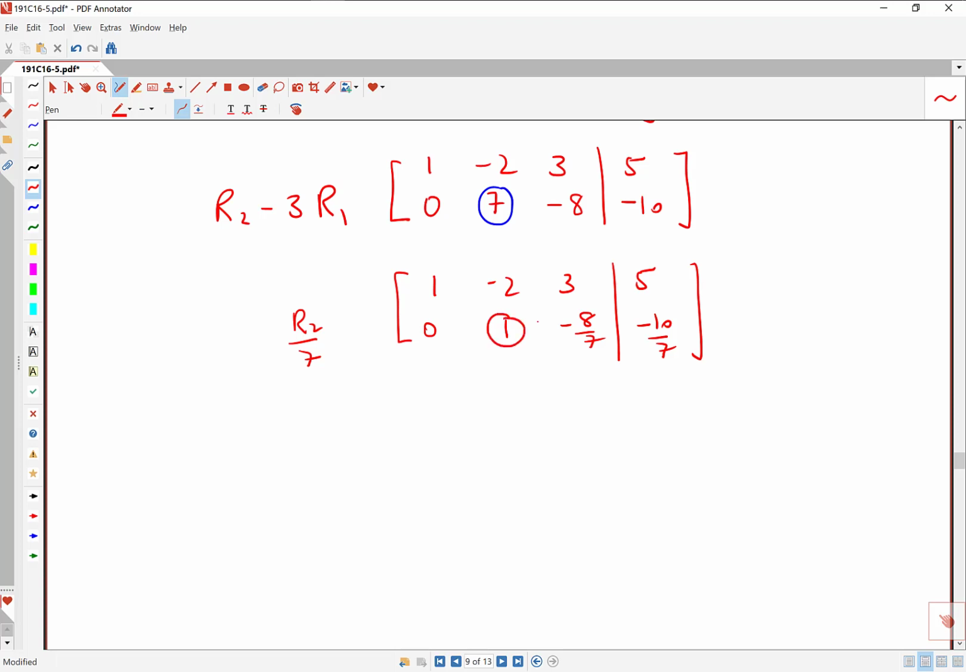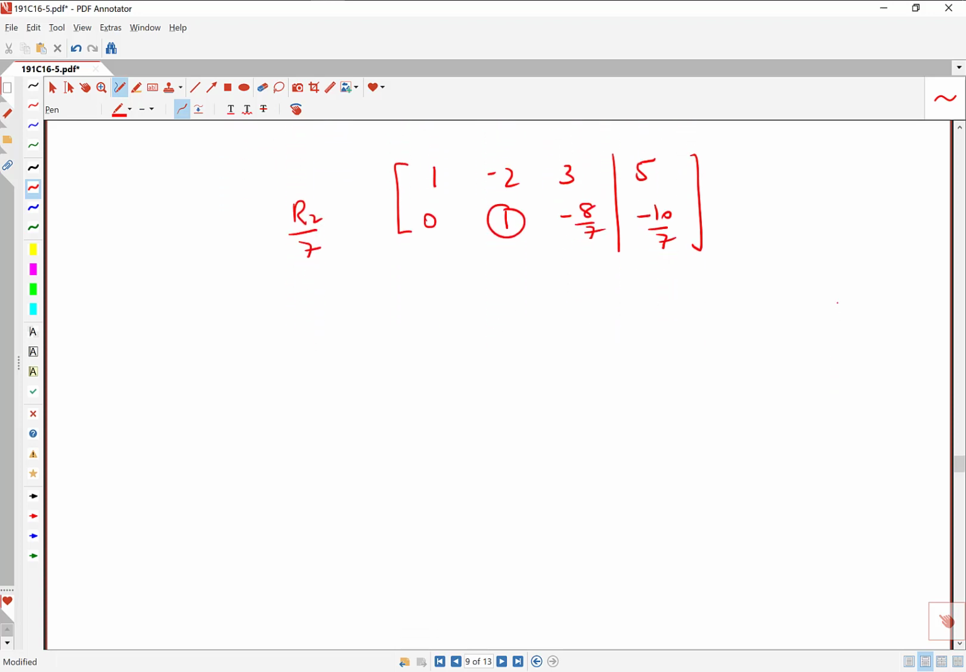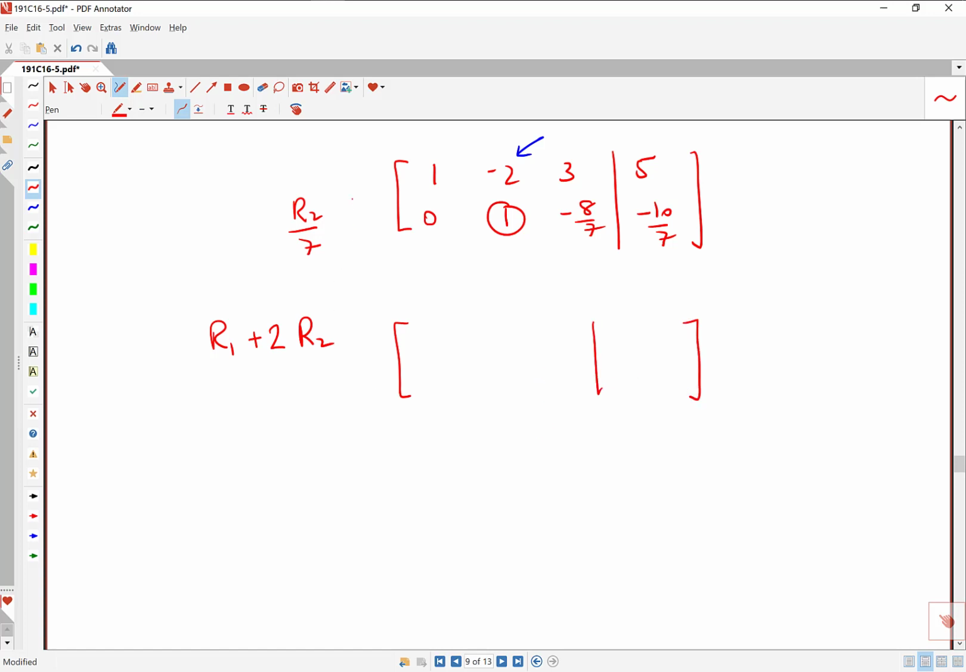Okay, so now we've got our pivot for the second column, and then our job is to clean up the rest of that second column. So we need to get rid of this negative 2 here. So we go current row minus the number that we're trying to eliminate. So that now becomes a plus 2 times our pivot row. Okay, so let's do a little bit of algebra, get this figured out. So row 1 plus 2 row 2 is going to give us 1, 0. And then we're going to have to go 3 plus 2 times negative 8 over 7.